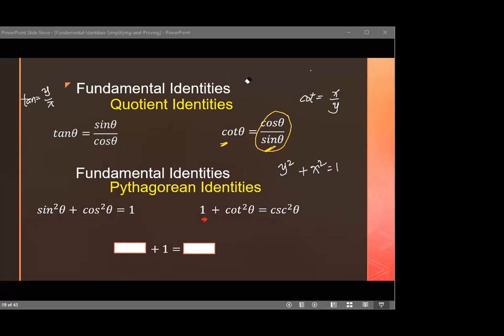Last one, the last identity now. Let's divide all terms by cosine squared. Cosine squared theta, cosine squared theta, cosine squared theta. If I have sine over cosine, what function is associated with sine over cosine? Sine over cosine is tangent. Therefore, our first term will now be tangent squared.